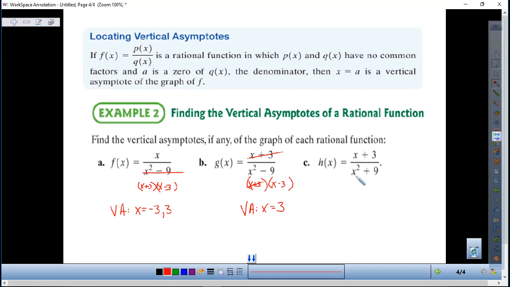All right, and then over here, this one won't factor at all on the bottom, so there are no vertical asymptotes because there's no value of x that will make the denominator equal to 0.